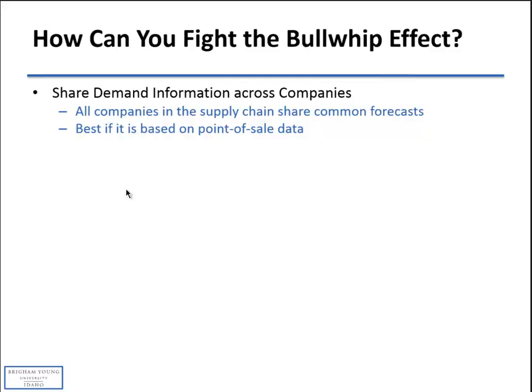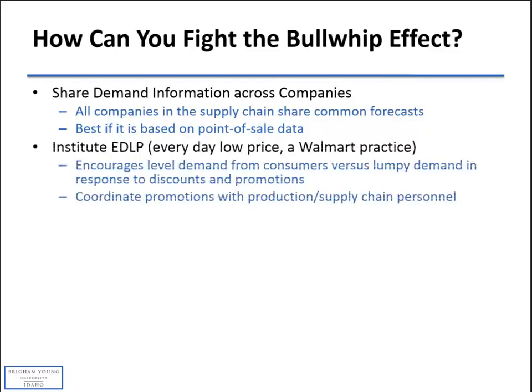As it says here, it's best that this demand data is based on point of sale data. Walmart, for example, does this very well, where they are able to roll up the demand from their stores and pass it on to their key suppliers. Another practice of Walmart is what's called EDLP, everyday low price. And this encourages level demand from consumers versus lumpy demand in response to discounts and promotions.